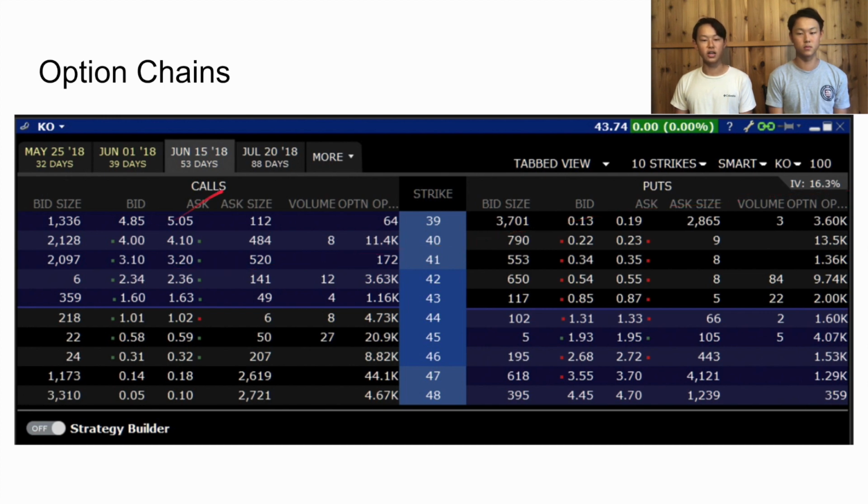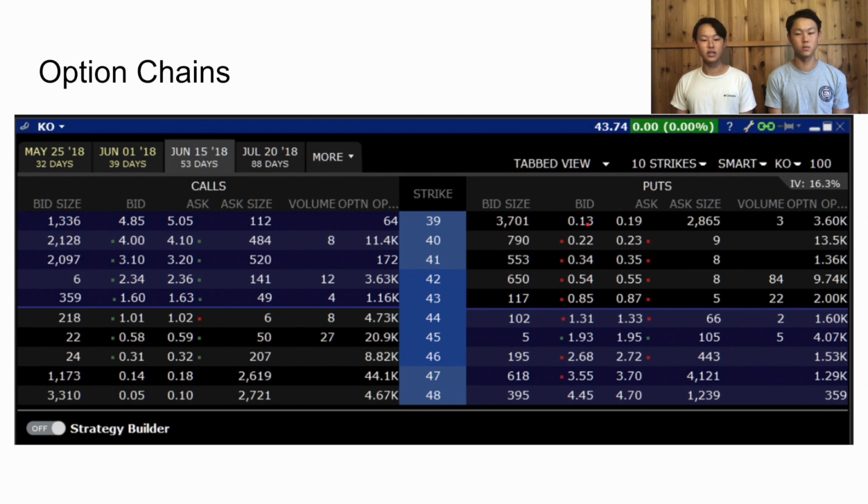The section on the left here is for calls, and the section in the middle is the strike price, and the section on the right is for puts. We can see the bid and ask for the calls here. The bid is the price that someone is willing to pay for the option, and the ask is the price that someone is willing to sell the option for. This is the same for the puts on the right.